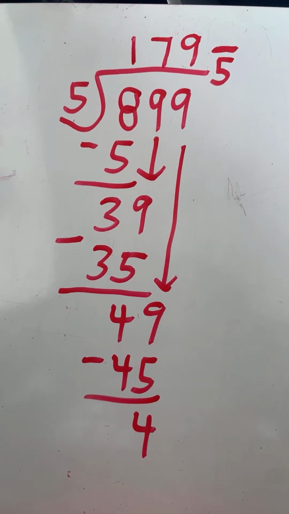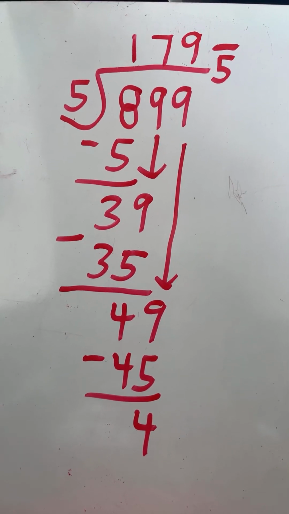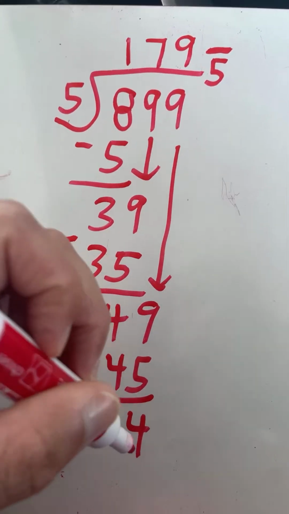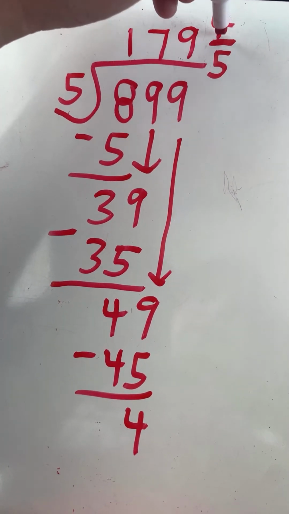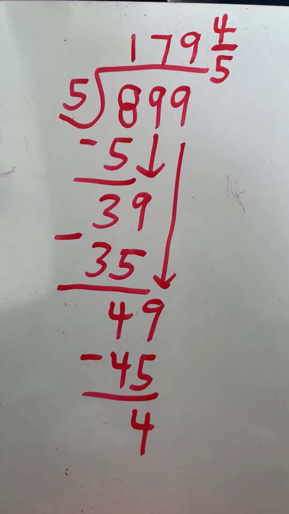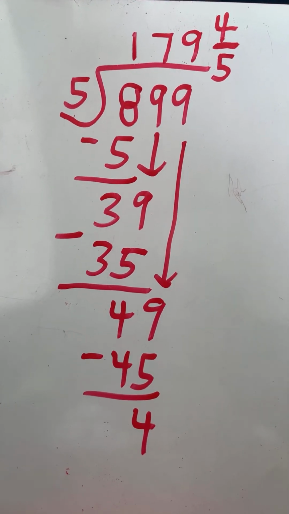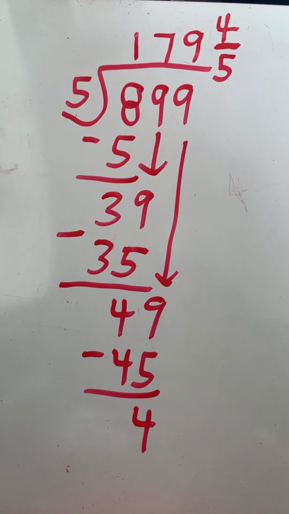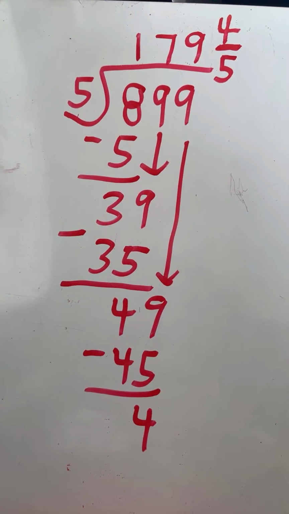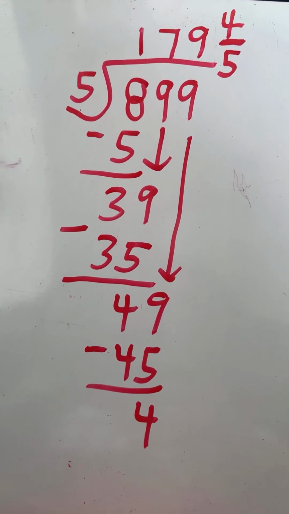Our numerator is our remainder. So we had a remainder of 4. So 4 is going to be the numerator in our fraction. So 899 divided by 5 equals 179 and 4/5.